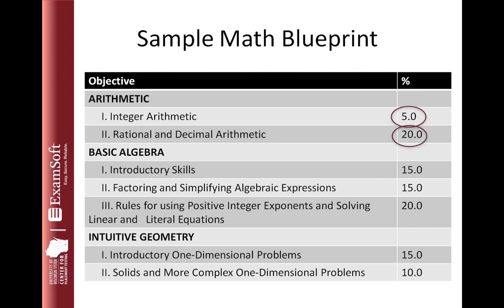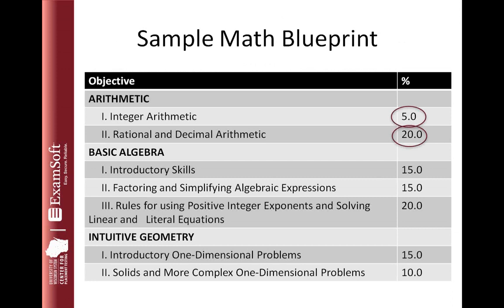On the other hand, we say that 20% of our test is going to measure rational and decimal arithmetic, or if we're talking 20 items, that means 4 of the items on our test will measure rational and decimal arithmetic. We're giving more weight to this objective. If the objective carries more weight, it means that we should probably write more test questions on it.